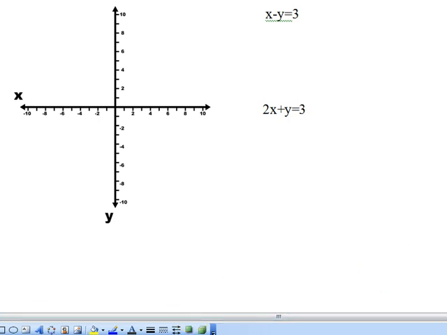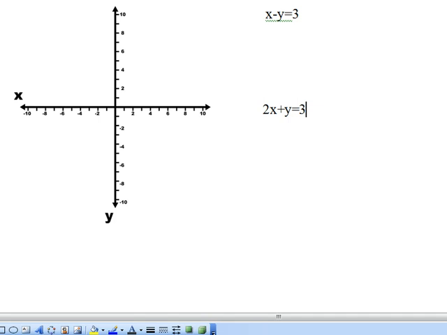So, lesson 8.1 on page 446 says solving systems of equations by graphing and tables. The objectives of this lesson are to solve systems of linear equations graphically and to solve systems of linear equations using a table. So we're going to learn two different ways to solve systems of equations right now. The first way we're going to learn is by graphing.